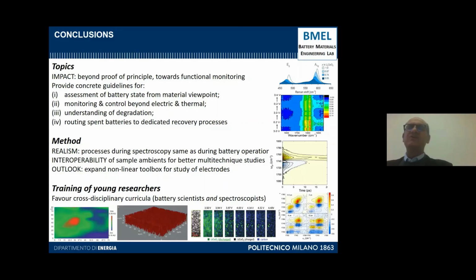And finally, I should like to call your attention to the fact that training young scientists with experimental skills crossing the border between electrochemistry and spectroscopy will probably be more and more scientifically rewarding in the near future.